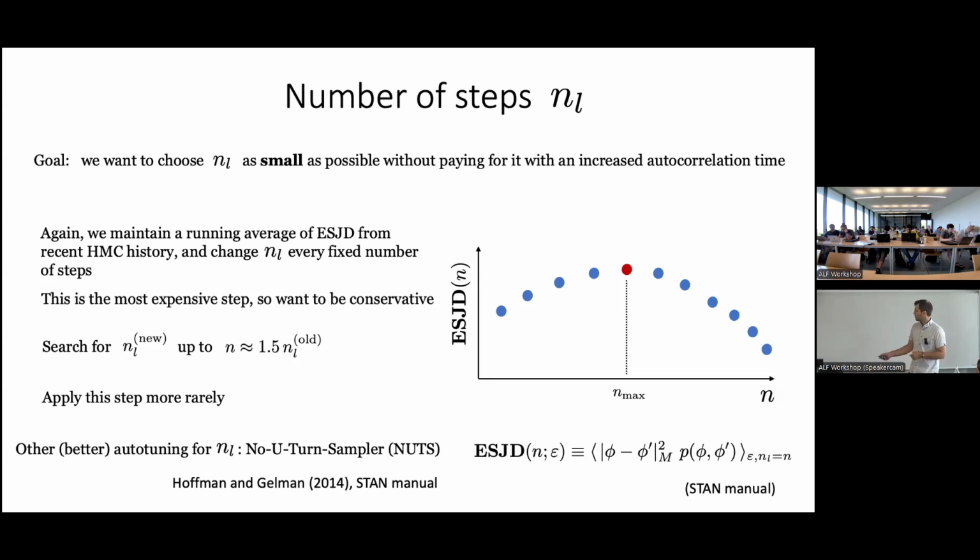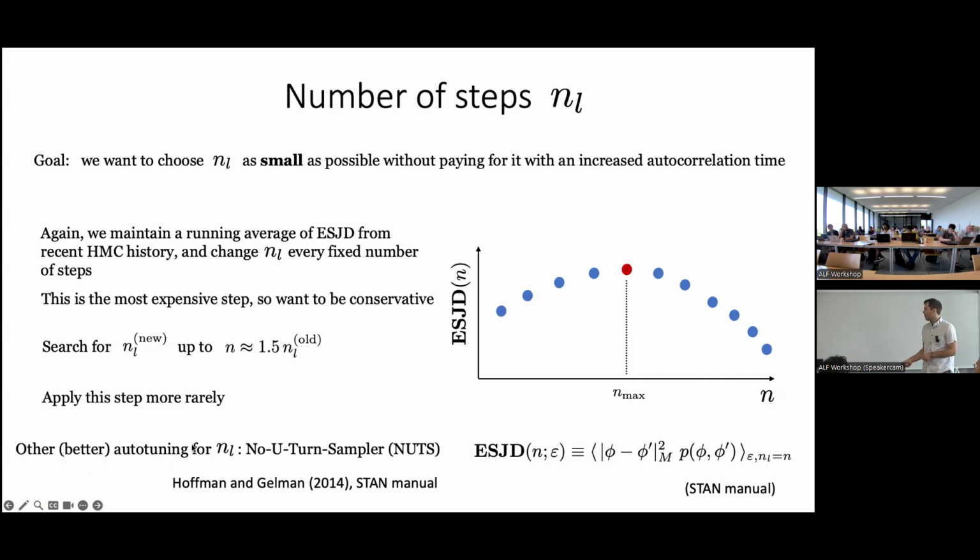Also, searching for this NL is expensive, so you want to be conservative. You don't need to search from 0 to 1 million. You can search within some bounds set by your previous NL, maybe up to 1.5 times the previous one. Again, this is not the best thing to do. The stats community has been hard at work inventing new things. This one is from, I think, 10 or 15 years ago now.